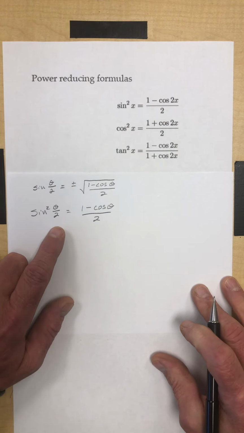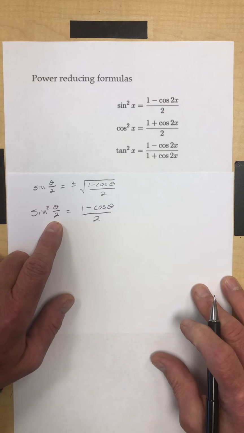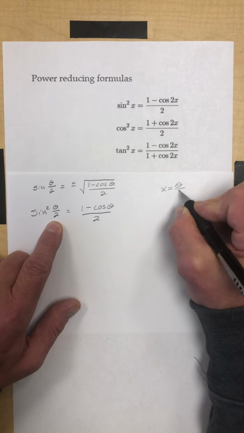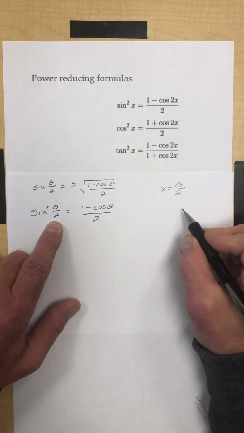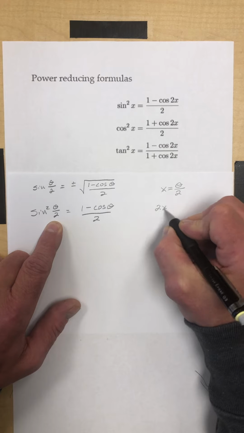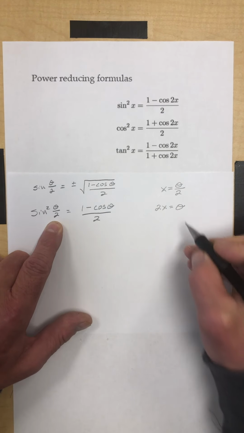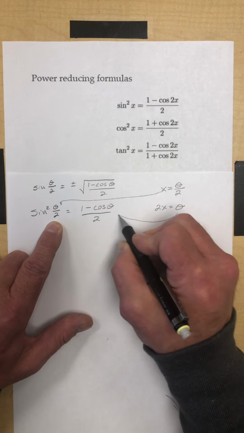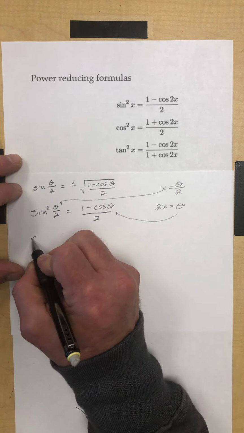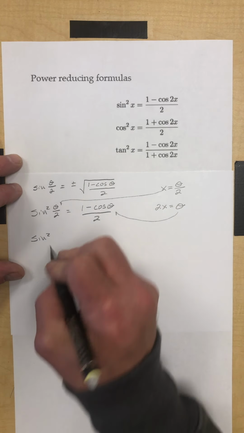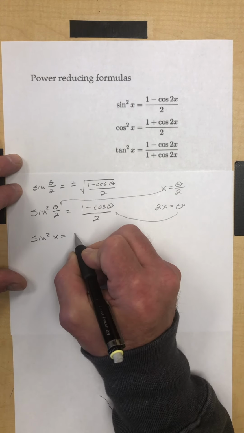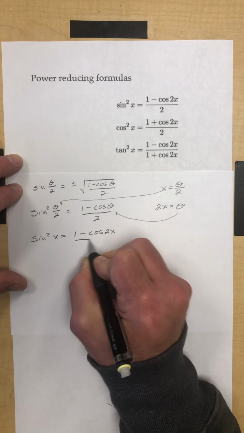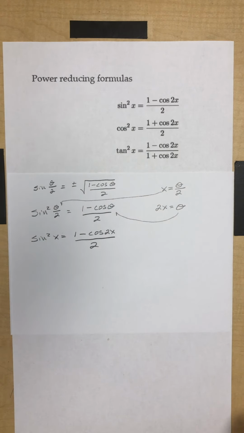And then notice if you say, I don't like this half angle, so let's just let x equal theta over 2. Then if I multiply both sides by 2, I get 2x equals theta. And then notice we can substitute this in here and this in here, and we get sine squared of x equals (1 minus cosine of 2x) all over 2. Okay, so that's all it is.